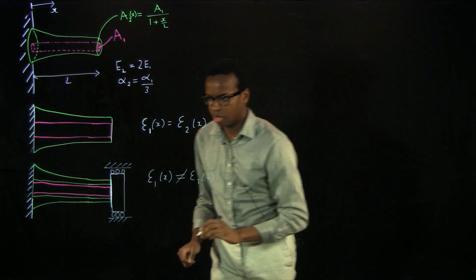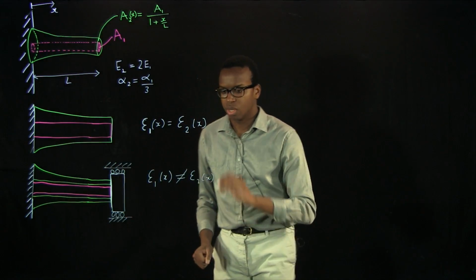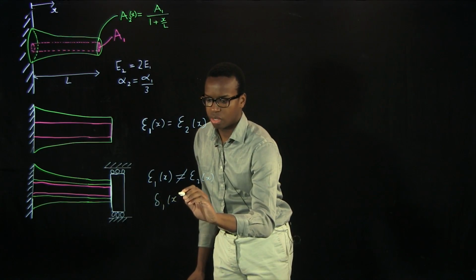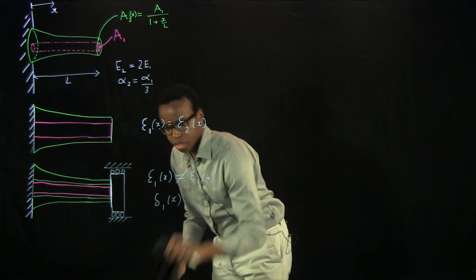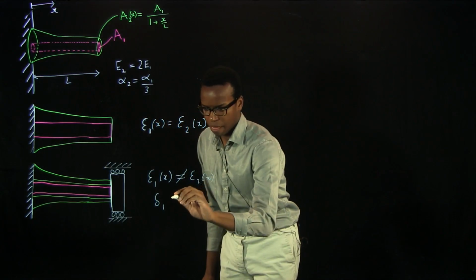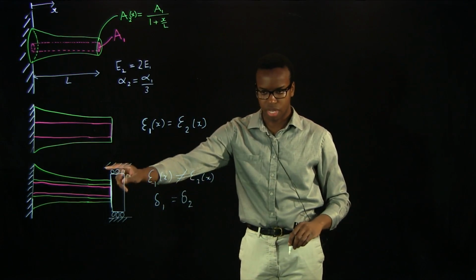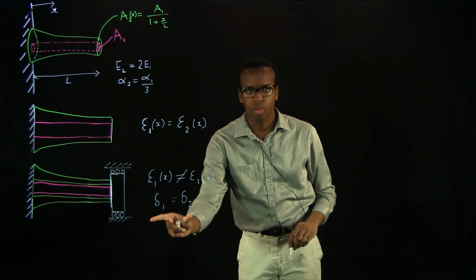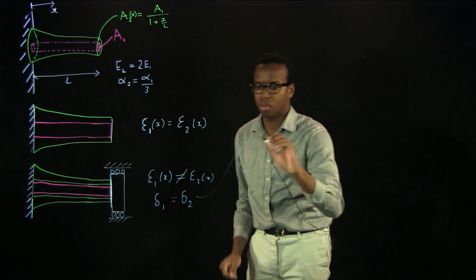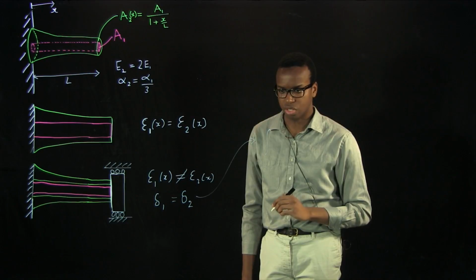We can't say that. But what we do know is that because they're secured to the same wall at the end, we can say that the total elongation of that bar, the total elongation, not as a function of x, simply a number, is equal to the total elongation of bar 2. And what do we know about elongation? We know that elongation is equal to the integral of the strain as a function of x.